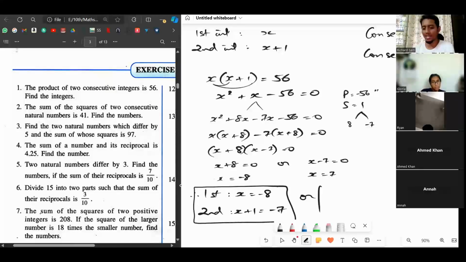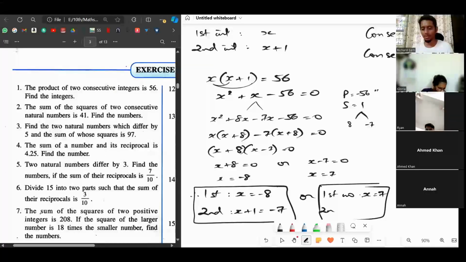Now if you use the second value of x, then the first number is what? 7. And the second number, x plus 1, that is 7 plus 1, which is 8.